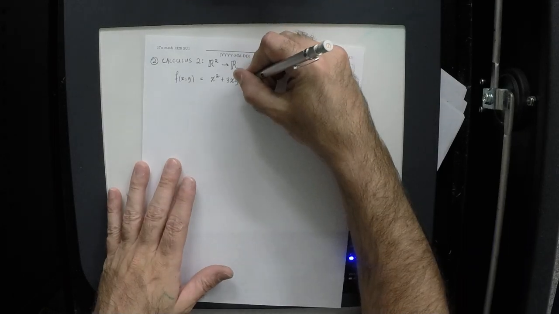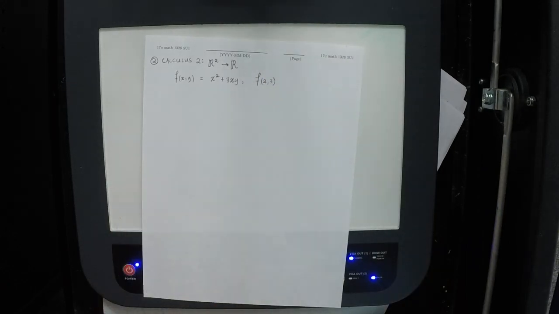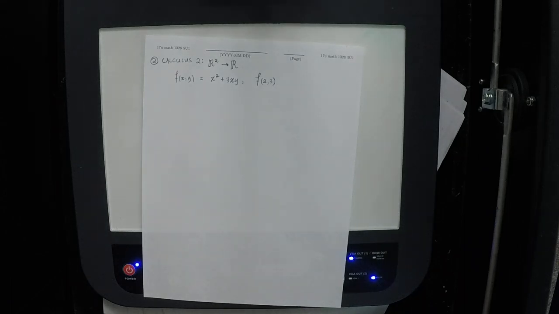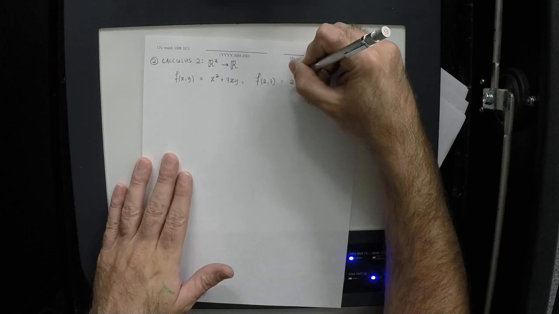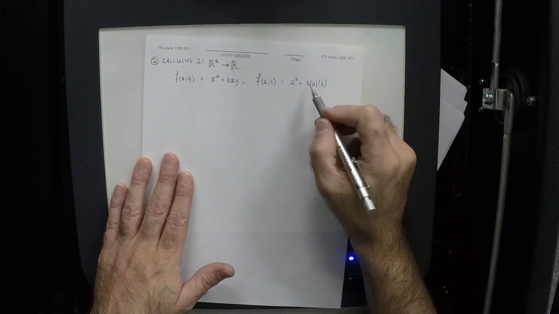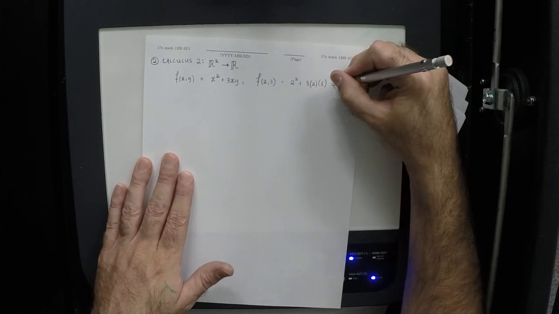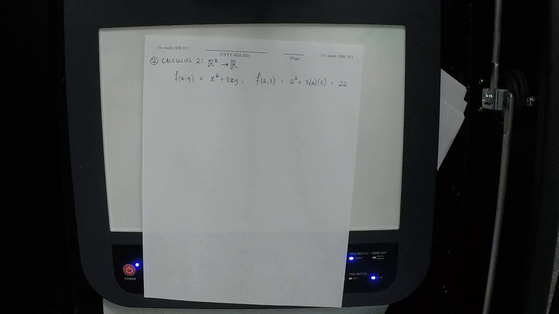So just to make sure it's utterly clear, let's plug in f of 2, 3. That is to say, everywhere that you see x, replace it with 2, and everywhere you see y, replace it with 3. So this would be 2 squared, plus 3 times 2 times 3. So that would be 4 plus 18, which is 22. So we had to plug in two scalar values, and then out came one scalar value. Okay.